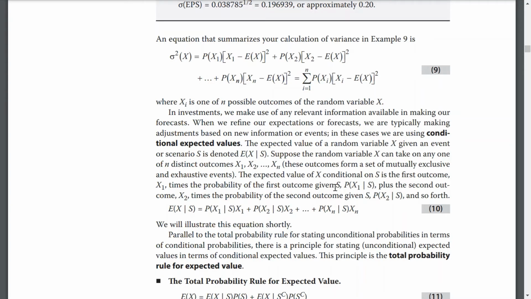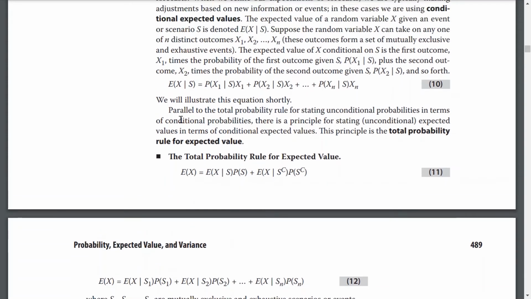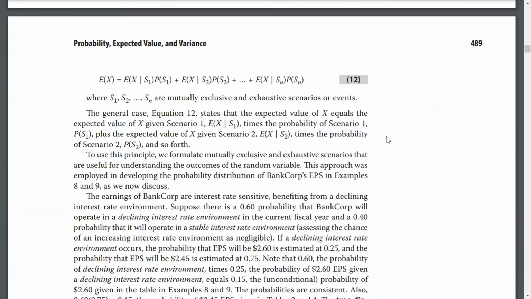The expected value of x conditional on S is the first outcome x1 times the probability of the first outcome given S, and so on. We will illustrate the equation shortly. Parallel to the total probability rules stating unconditional probabilities in terms of conditional probabilities, there is a principle for stating unconditional expected values in terms of conditional expected values, the total probability rule for expected value.